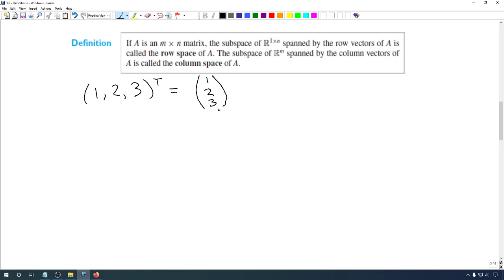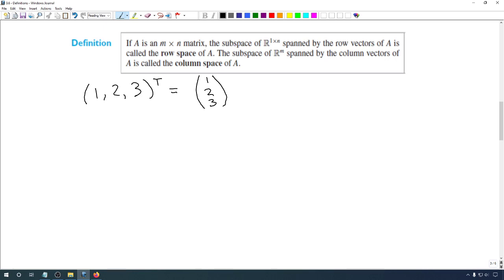While the book will insist that the row space is a subspace of row vectors of the first form, usually people will use the transpose, the column vectors, instead. It's just a little bit more convenient. But you can use either one. I won't be too picky about that.